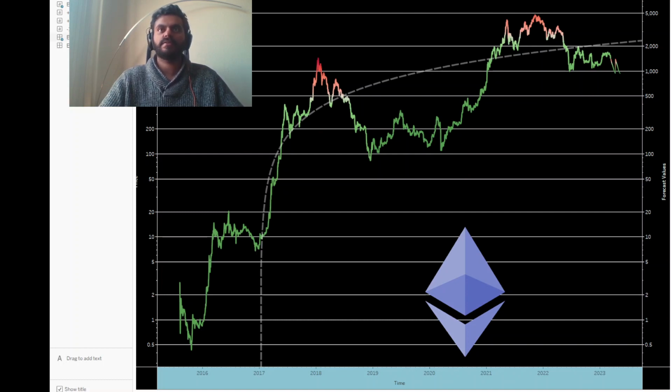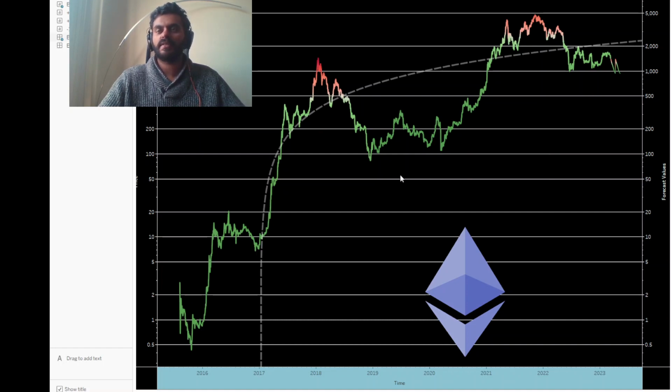On your screen, you're seeing Ethereum's price action from August 2015 till currently, March 11th, which is today. And then you are able to see some forecast. These forecasts are the output of the machine learning model based on the technique known as long short-term memory neural network. I have created this model to get an understanding of how Ethereum's price action might go in the future.